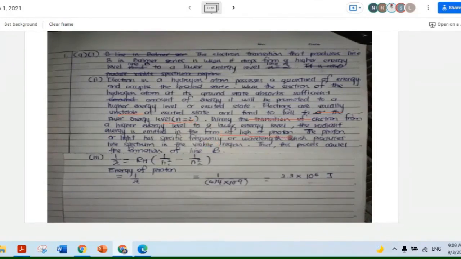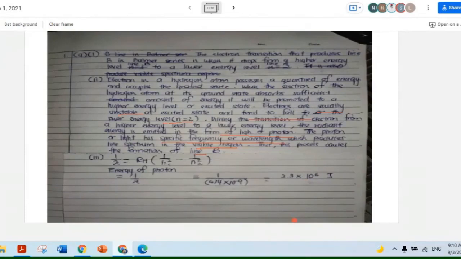And during the transition of electrons from a higher energy level to a lower energy level, the radiant energy is emitted in the form of light or photon. Okay, yes. The photon or light has a specific frequency or wavelength which produces the line spectrum in the visible region. Okay, very good answer. So Alvin answered correctly for question number 1B. So this is the answer. Okay, and then 1C, continue.